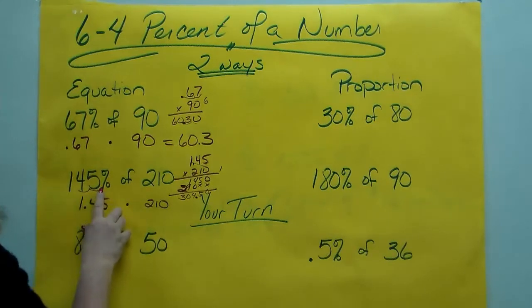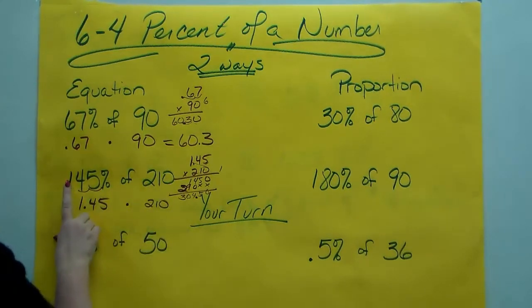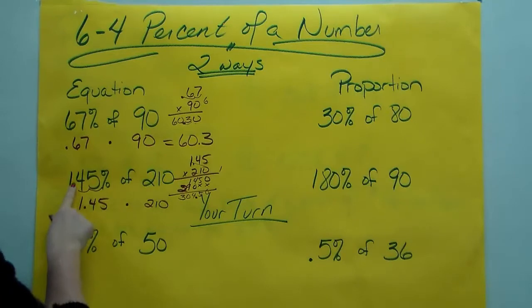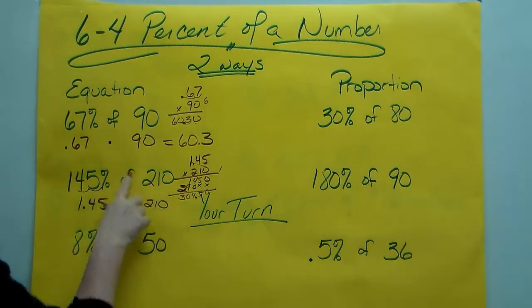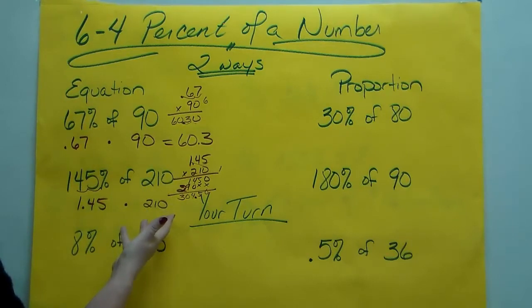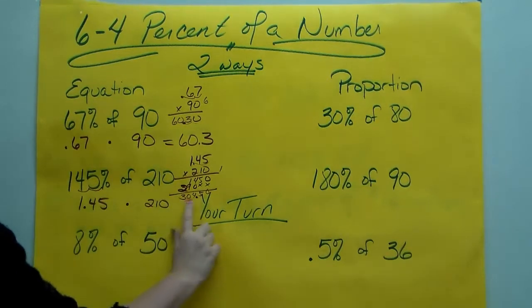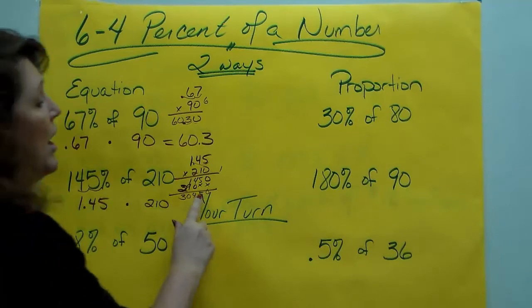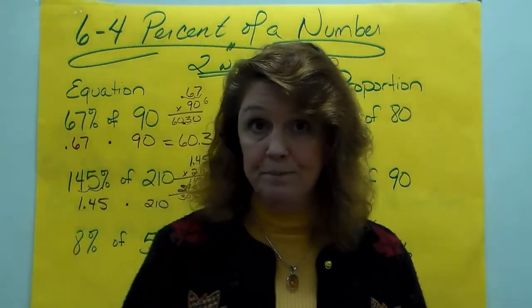I want 145% of 210. I want more than 210 because it's 100% plus almost half again. So almost half again would be 300. So this actually makes sense. So my answer is 304 and 5/10. Okay?